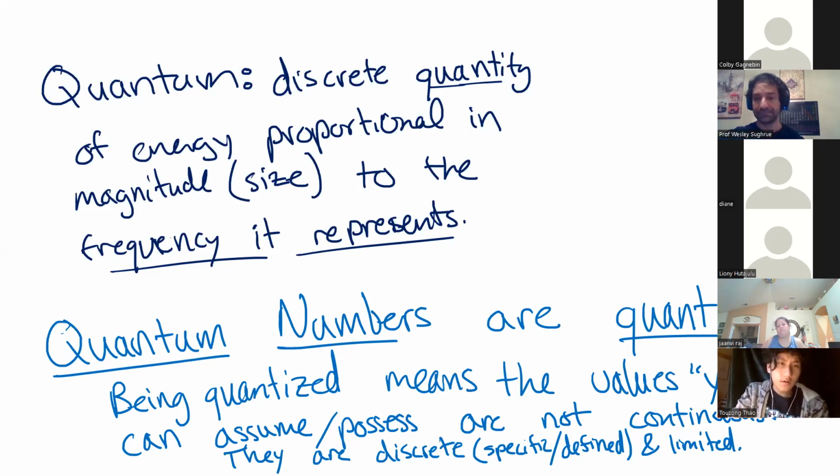Okay, so quantum. So you're saying that it is discrete like a stair, right? So it's like it can't be like half a number, it can only be like a whole number, right? Yes, exactly.